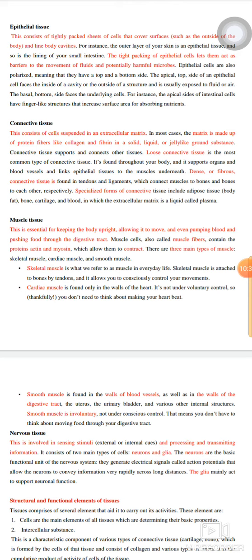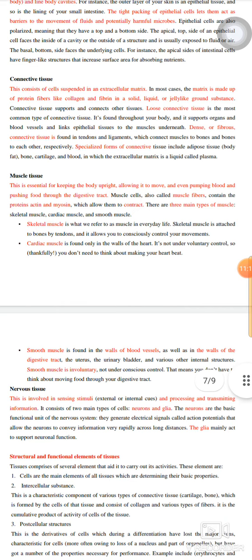This is essential for keeping the body upright, allowing it to move, and even pumping blood and pushing food through the digestive tract. The muscle cells can also be called muscle fibers, and there are three main types of muscle. I have the skeletal muscle, the cardiac muscle, and the smooth muscle. Skeletal muscle refers to the muscle in our everyday life activity, which helps us carry out activities like walking, standing, etc. This skeletal muscle is attached to bones by tendons, and it allows us to consciously control our movements.